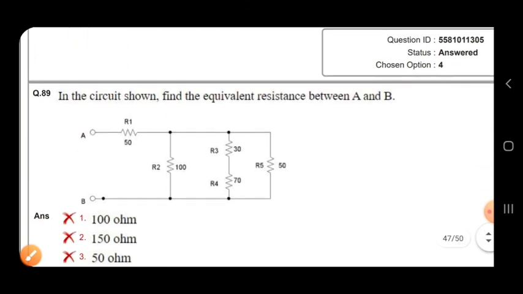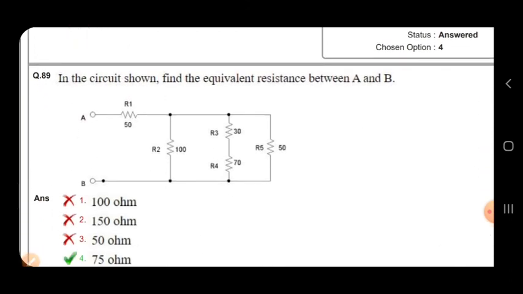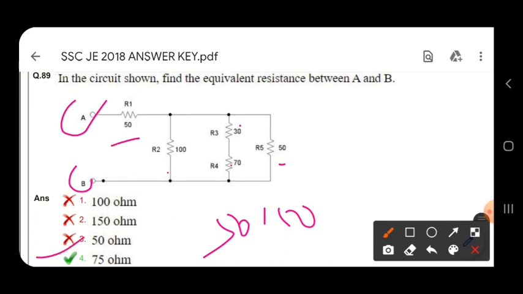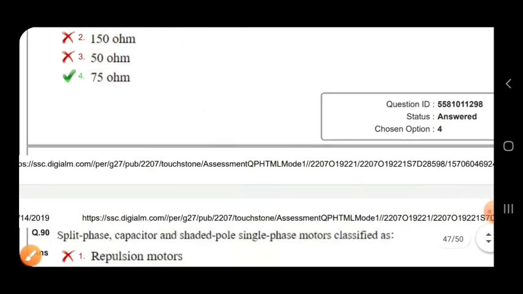Next one, in the circuit shown, find the equivalent resistance between A and B. A is here and B is here. Just see, 70 plus 30 is a series, making 100. Again 100, 150 and 50, 50 parallel 50 is 25, plus 50, that equals 75. Very easy question friends, just try to solve.